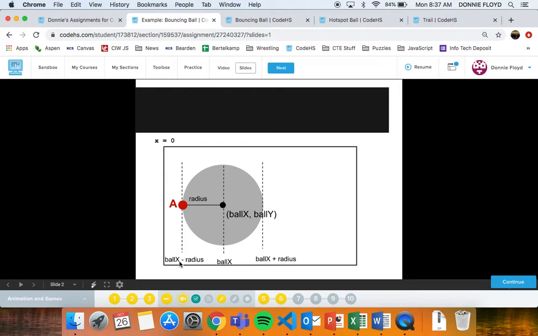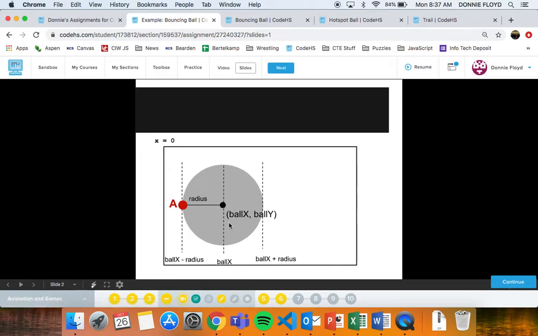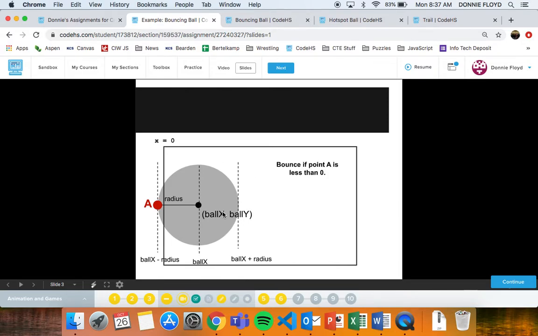So ball X minus radius gives us this side. Ball X plus radius gives us here. Same thing in the Y direction. It would be ball Y minus radius gives us the top. Ball Y plus radius gives us the bottom. Now, if that A is less than 0, then that means that we are starting to get off the screen, and we need to change the direction.